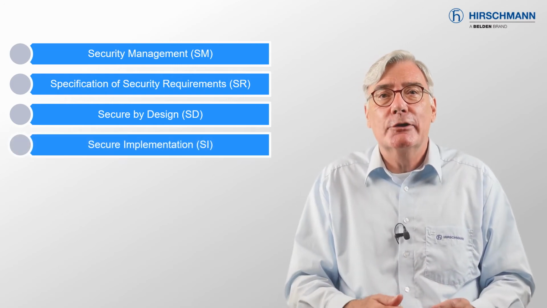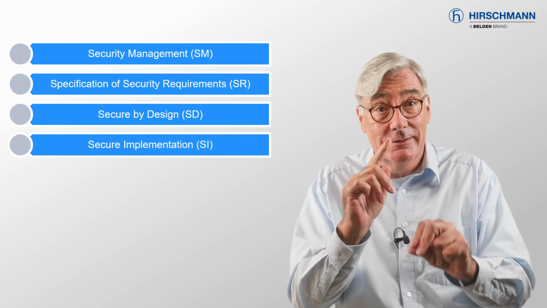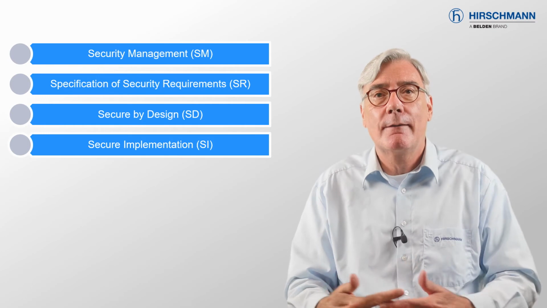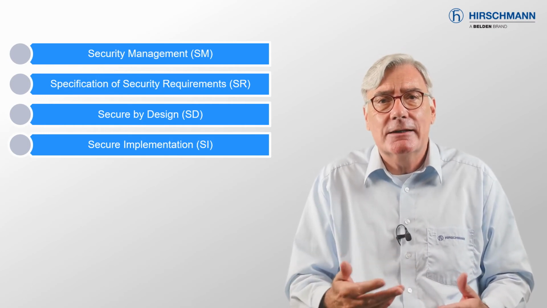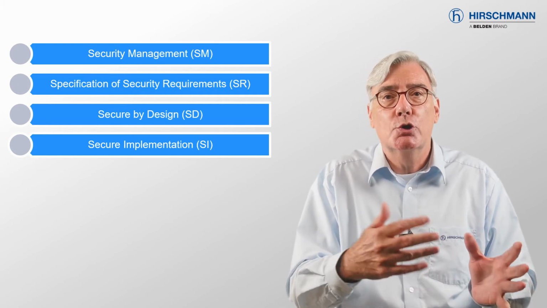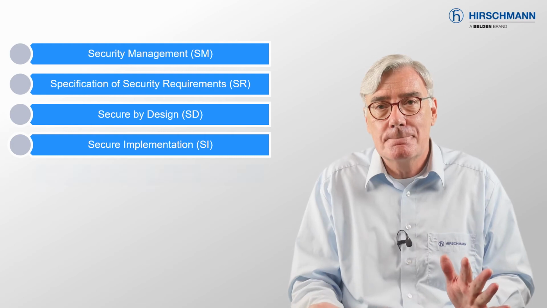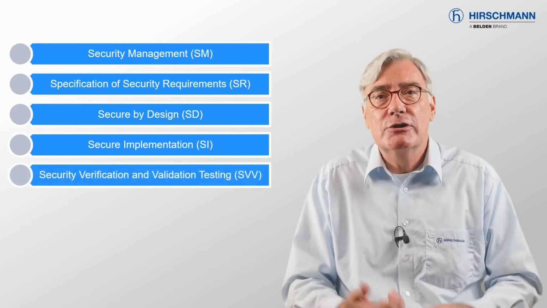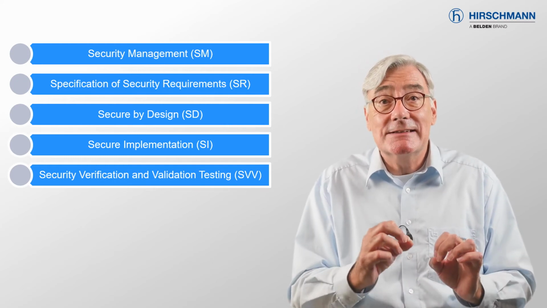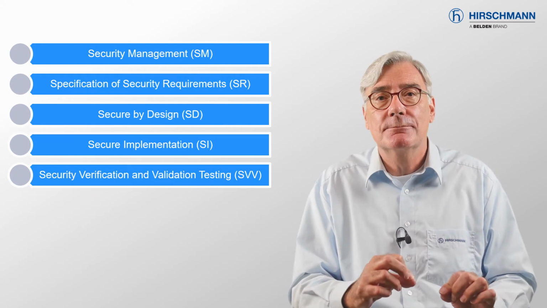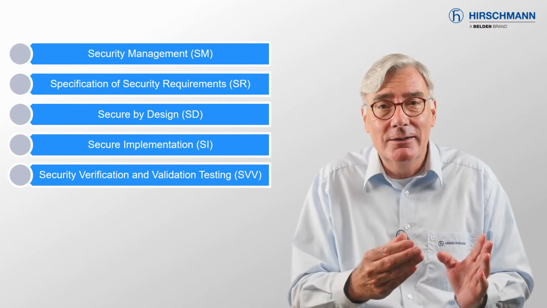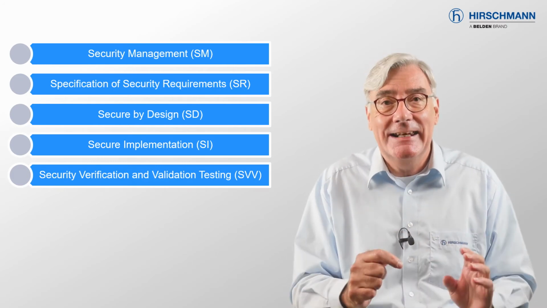Secure implementation includes identifying requirements not implemented and identifying failure to adhere to coding standards. It specifies the use of static code analysis to find coding errors and examination of methods to exploit the implementation. Security verification and validation testing documents the testing required to ensure that security requirements have been met. The objective is to ensure that the product remains secure when it's used in its intended context.